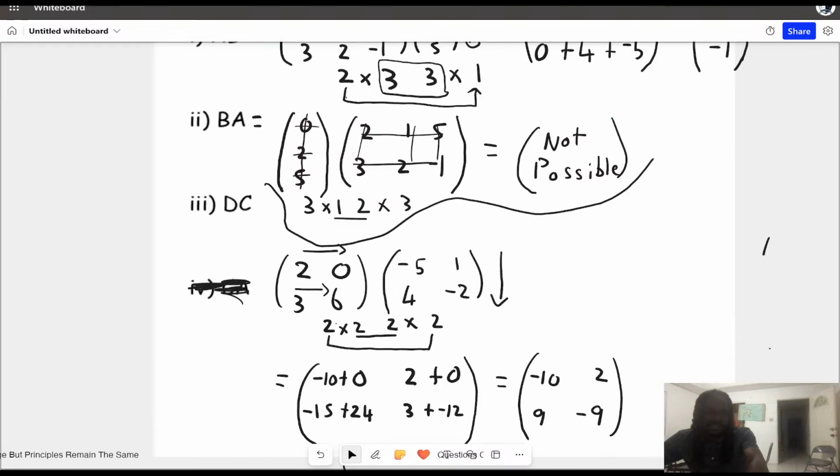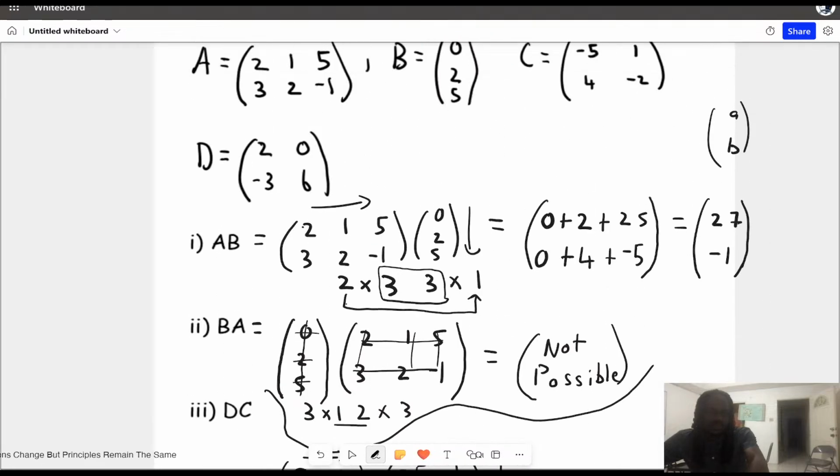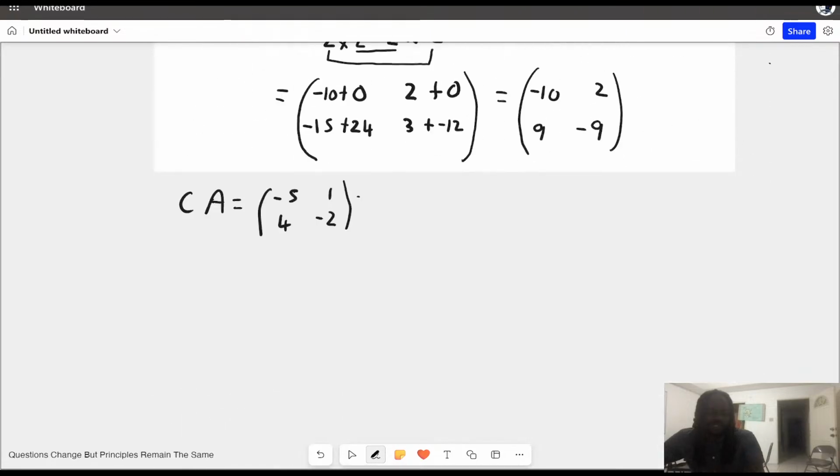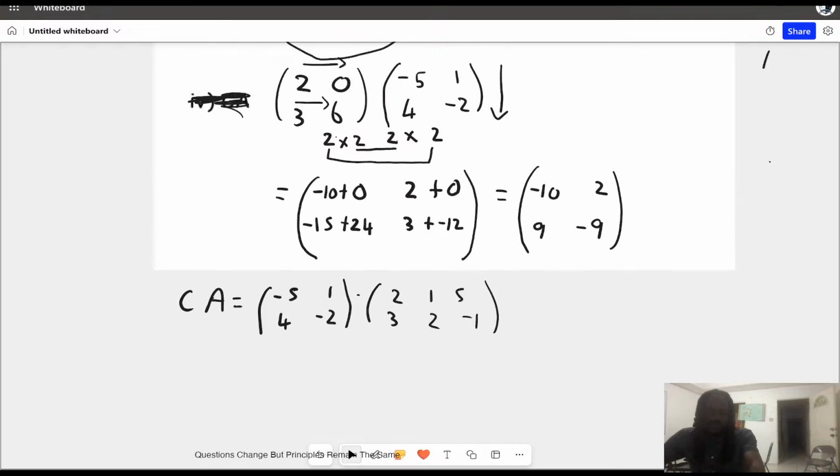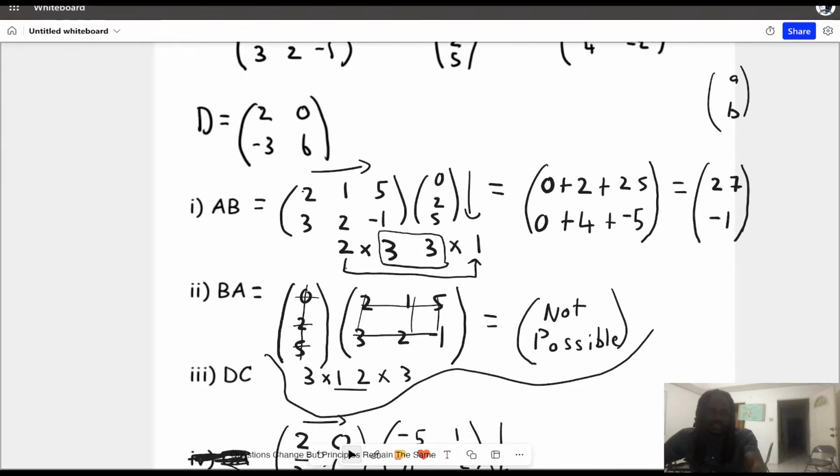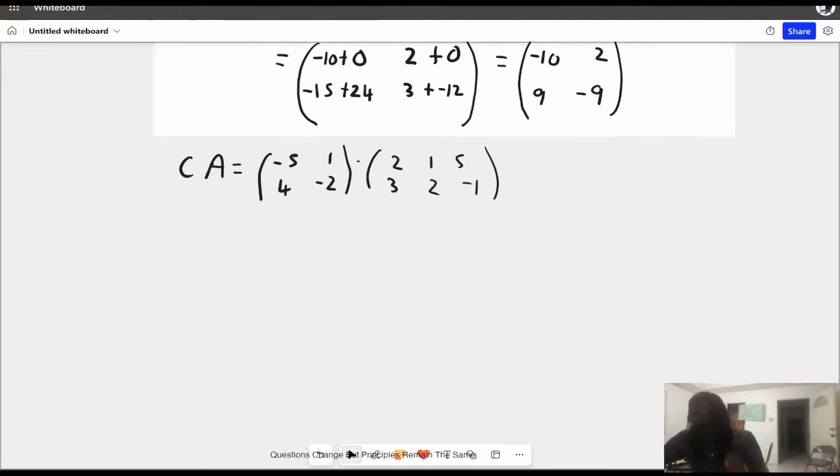Then what is my A now? 2, 1, 5, 3, 2, -1. Alright, so obviously the orders are not exactly the same, but remember, when you're multiplying, the orders don't have to be exactly the same. So let's go.